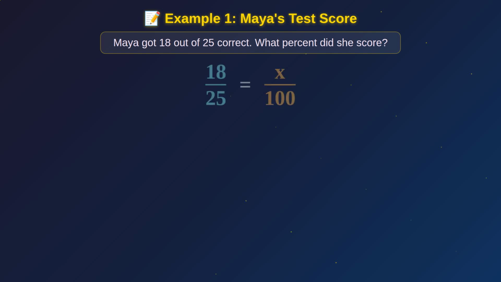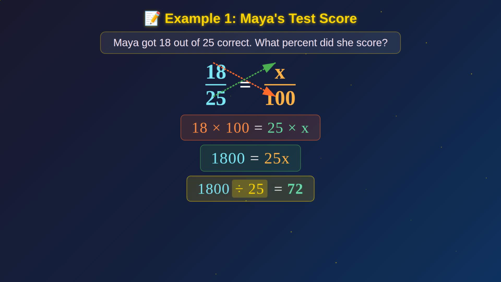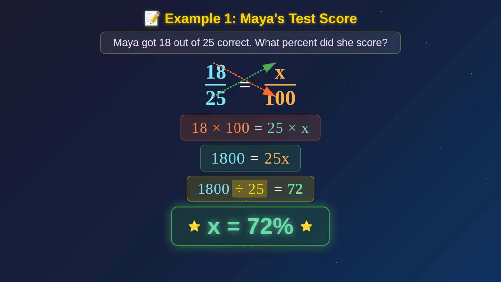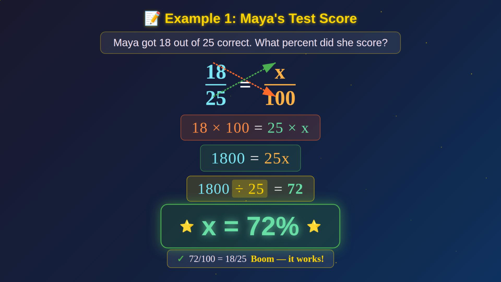Maya got 18 out of 25 questions right on her quiz. What percent did she score? Let's set up our proportion. The part is 18, the whole is 25, and the percent is our unknown x. So we write 18 over 25 equals x over 100. Now cross multiply. 18 times 100 equals 25 times x. That gives us 1800 equals 25x. Now divide both sides by 25. 1800 divided by 25 equals 72. So x equals 72. Maya scored 72%. Let's check. 72 over 100 does equal 18 over 25. Boom, it works.